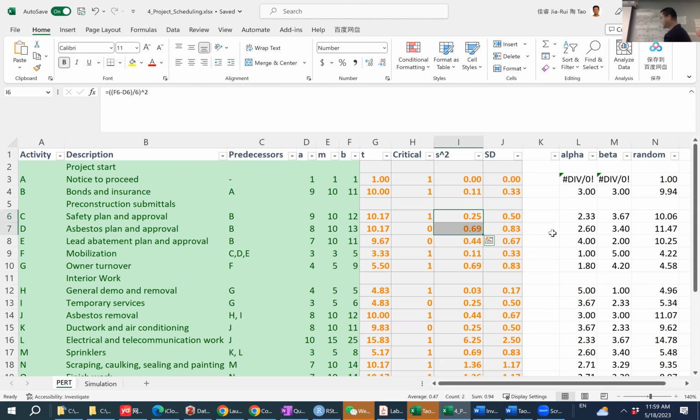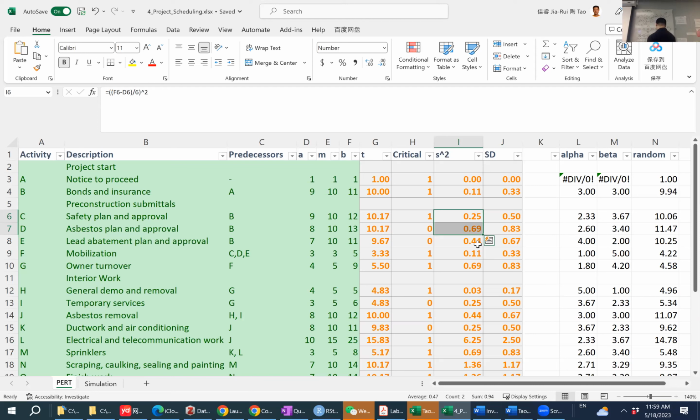Notice that activity C has a variance of a quarter, but the variance of activity D is 0.69. So here we need to make a choice. For example, in my worksheet, I picked activity C to be accounted for in the variance. So it's okay if you pick activity D instead when calculating variance. In that way, you will have a different version of the total variance than the one I calculated.